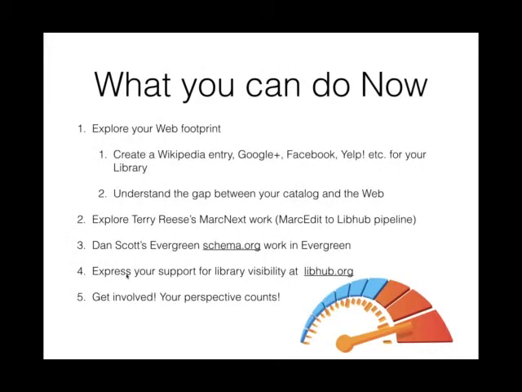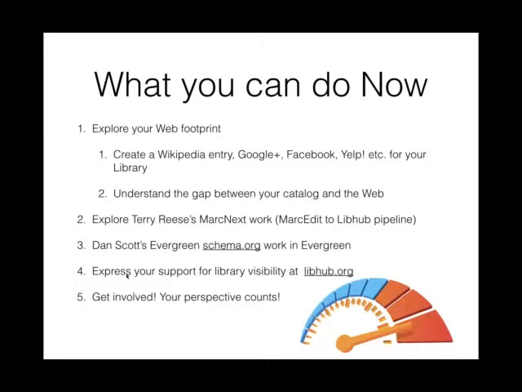What can we do right now? We hear a lot of requests about this. This is in no way a prioritized list, but just a few quick points. Inside of your library right now, take a critical look at your web footprint. How are you being viewed on the web? Do you have a Bing knowledge card or a Google knowledge graph knowledge card?